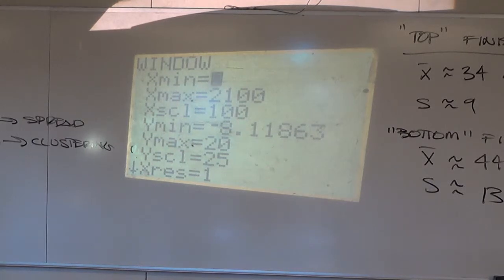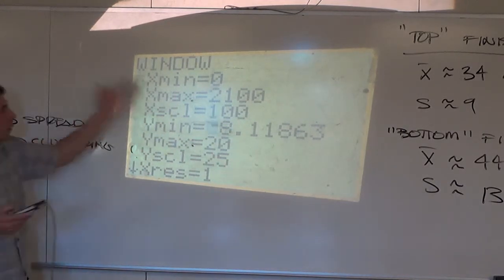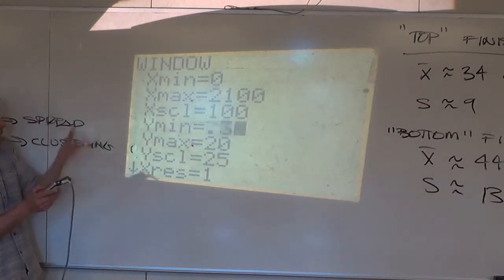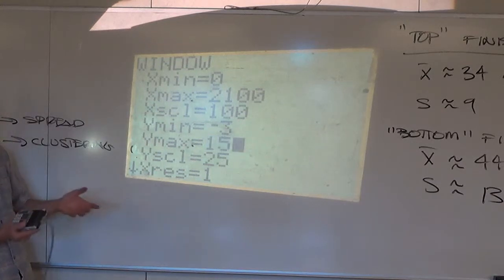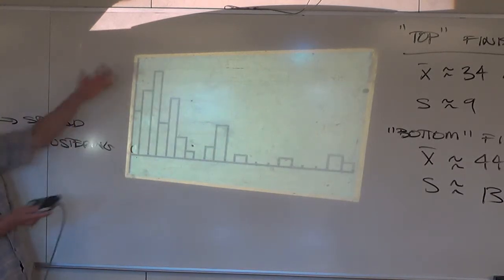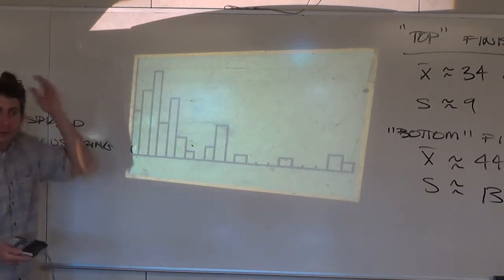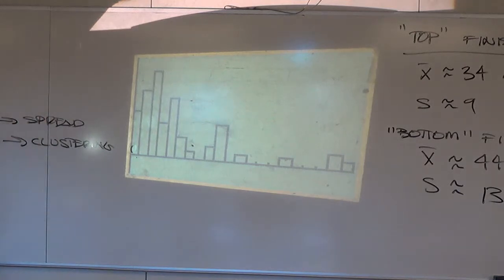Still in that window screen. Yeah. But it's down Y min and Y max. You can make window, for example, -3, and you can make Y max say 15. Right. And then when you press graph, you fill the window better. It cuts all that dead space out.